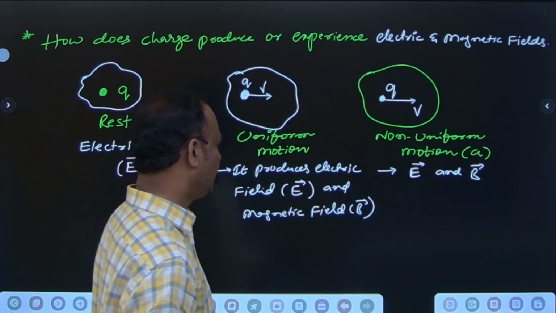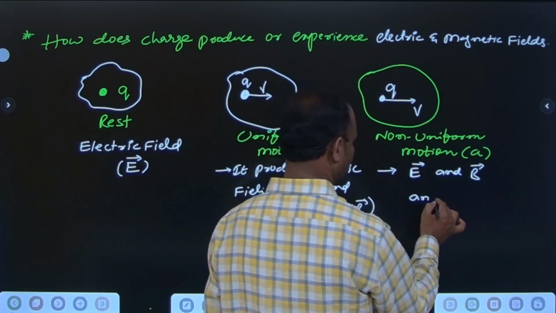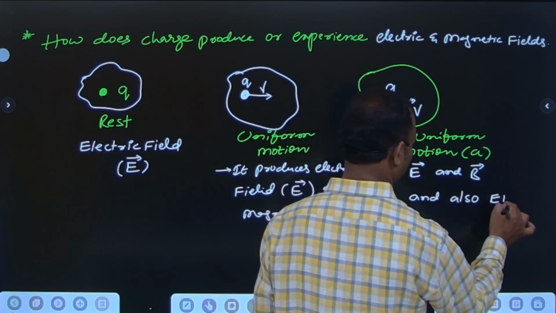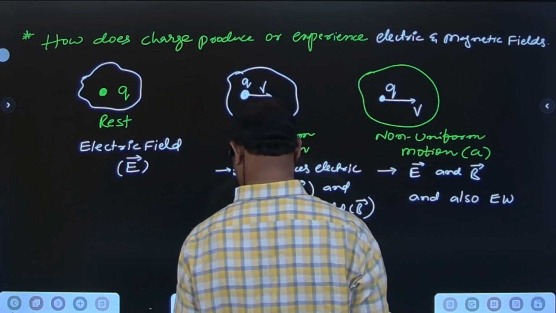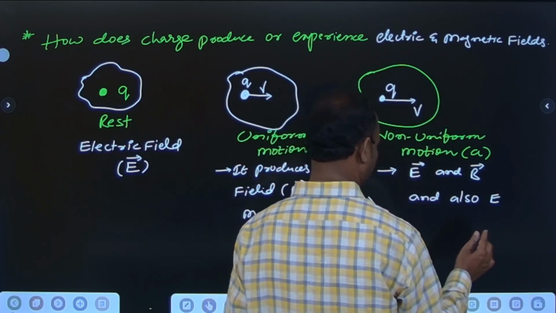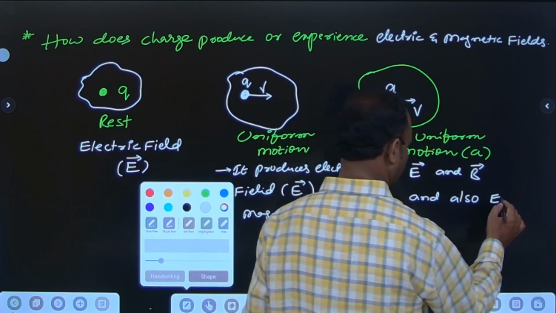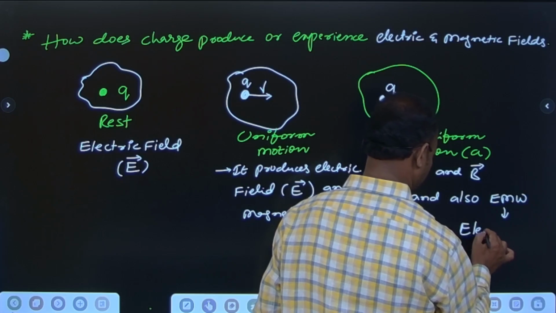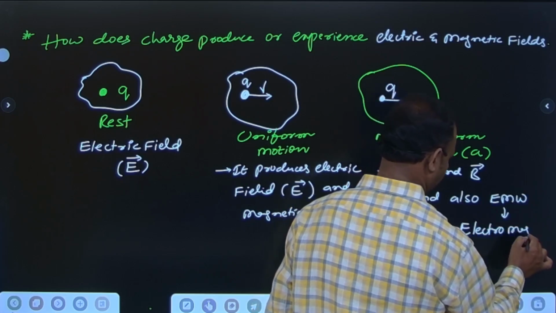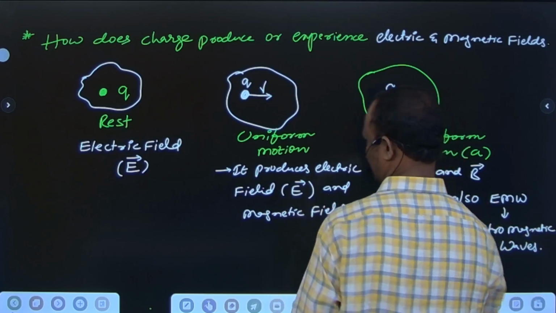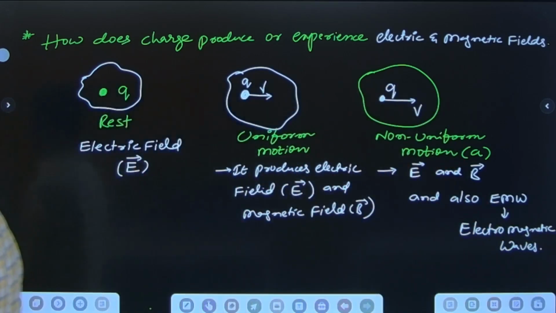Electric field and magnetic field, and also electromagnetic wave. It also produces electromagnetic waves. These are the conditions when charge is at rest.